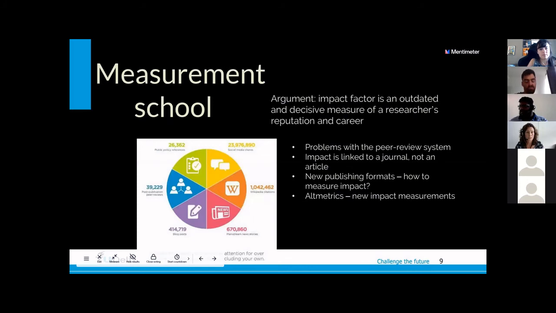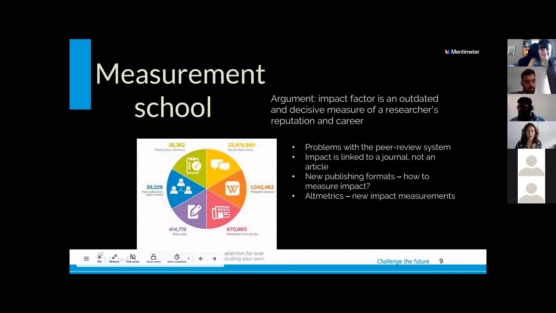The last one is the measurement school. And they argue that the impact factor is a completely outdated and decisive measure of a researcher's reputation and career. And they say that it is measuring only a journal and not even a publication, but the journal where it was published. So it is not really representing what the article is publishing or mentioning itself, not qualifying the research itself, but the marketing process, how the article landed in that journal.